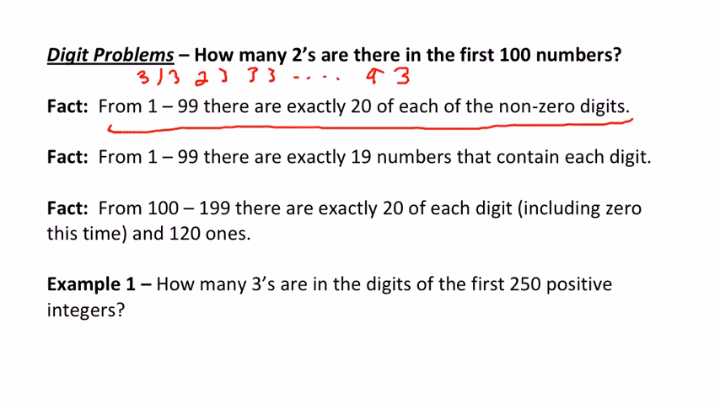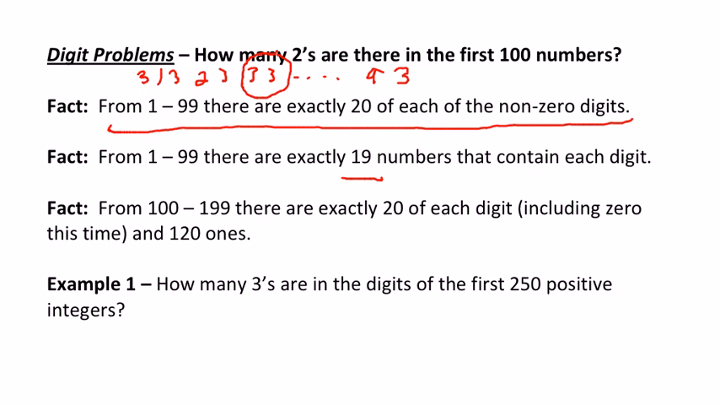Now, one of the things you notice is that 3 is counted twice in one of the numbers, 33. So of the 20, only 19 of them are unique numbers. And so from 1 to 99, there are exactly 19 numbers that contain each of those digits. If you move into the hundreds, well, now all of the digits count differently, because from 1 to 99, 0 doesn't show up 20 times. 0 actually only shows up 9 times.